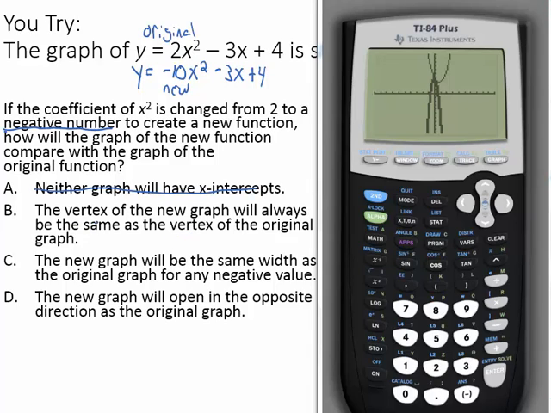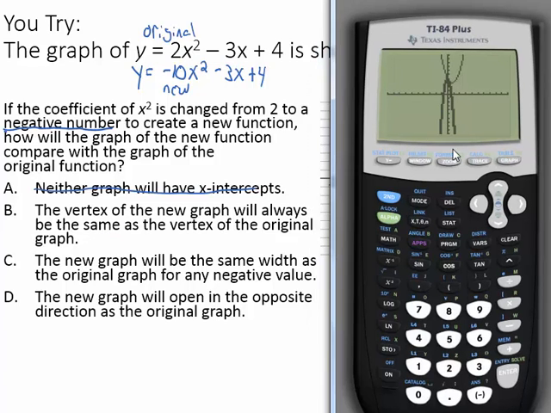The second answer choice says the vertex of the new graph will always be the same as the vertex of the original. Well, looking at the two graphs, you'll notice that the second graph, the one that's darker, doesn't have the same vertex as the original. They're almost the same. It's kind of hard to tell, but if you look at the darker one, its vertex is right there at the tip of my little arrow, and the vertex of the other one is down here. So they're not always exactly the same. Close, but not quite. C says the new graph will be the same width as the original graph. Well, if we look at it, the original graph is wider than the new graph, so that's not true either.